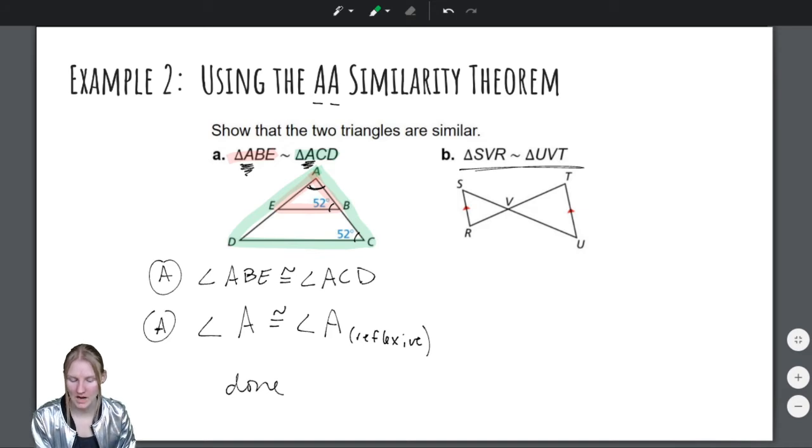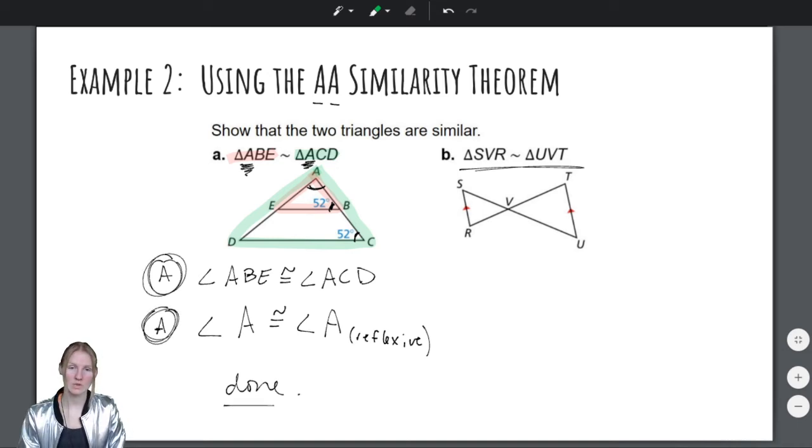So, there you have it. We have the angles that are 52 degrees, and we have angle A is congruent to itself. So, we have 2 pairs of angles, and we're done. But Mrs. Dodge, I don't know the measure of angle A. I don't know if it's 100 degrees. I don't know if it's 90 degrees. It doesn't matter. We don't need to know the measure of these angles.